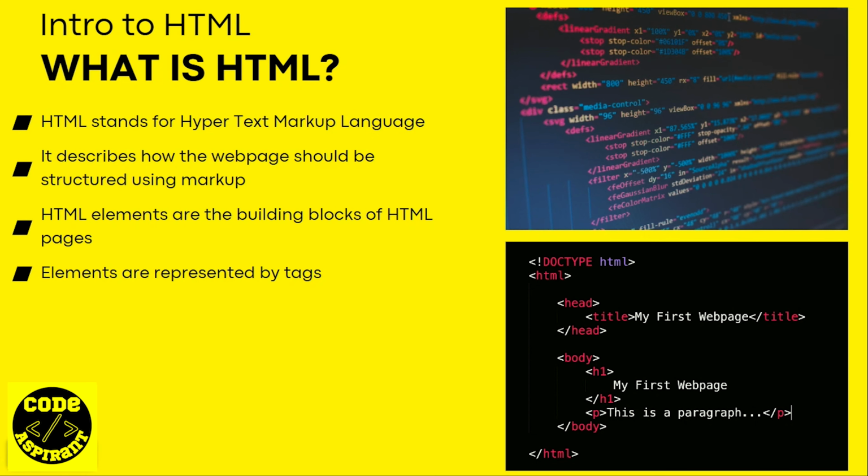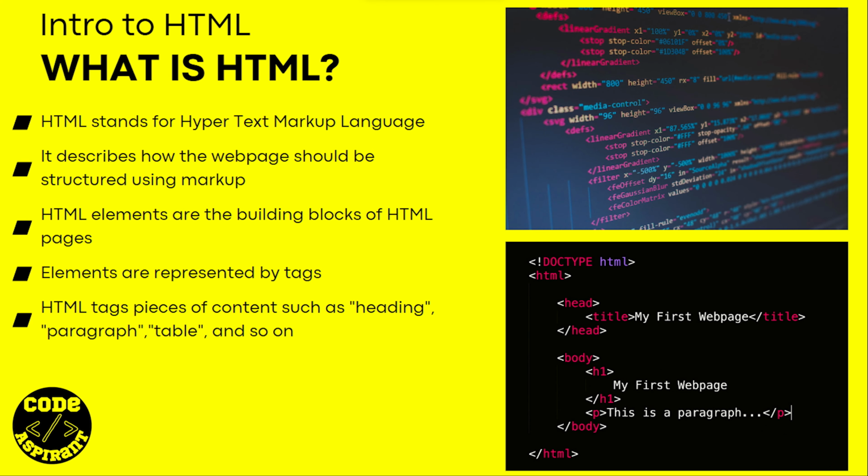So you have different kinds of tags for displaying different items. As you can see here, for displaying an h1 element, we were using the h1 tag. For displaying images, we use the image tag. So you have different tags for displaying headings, paragraphs, tables, images, and so on.